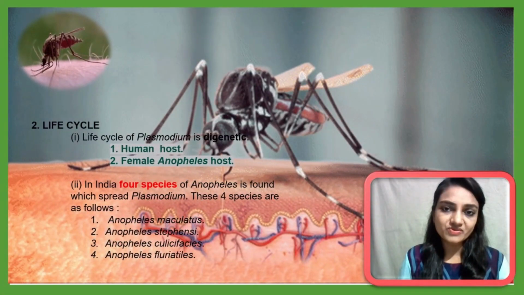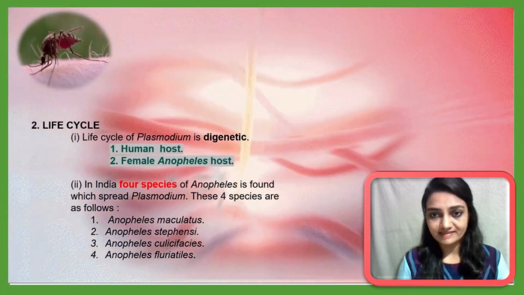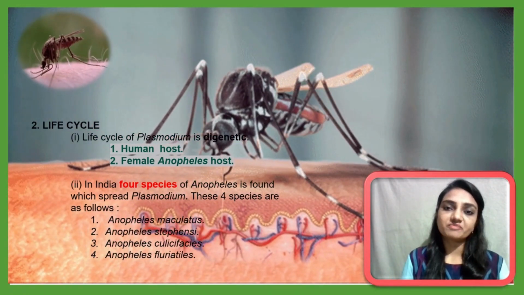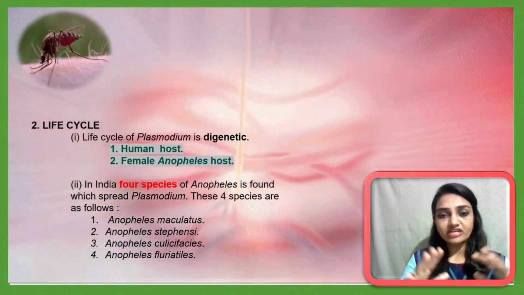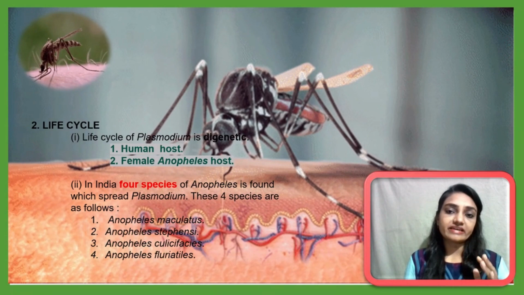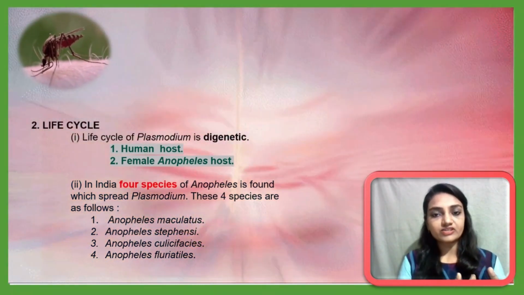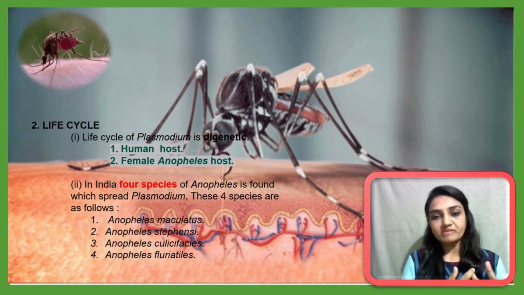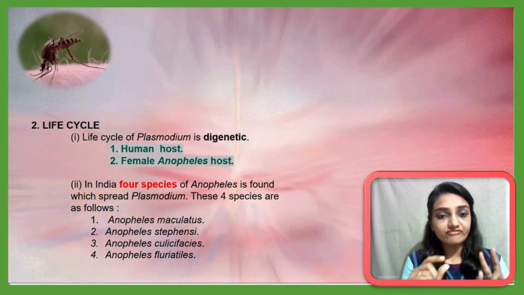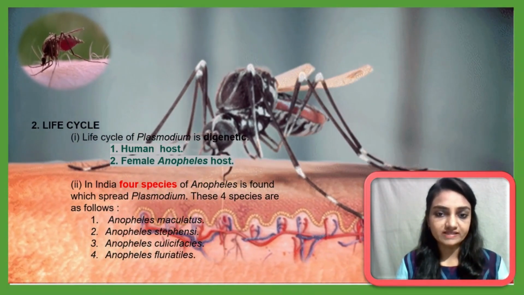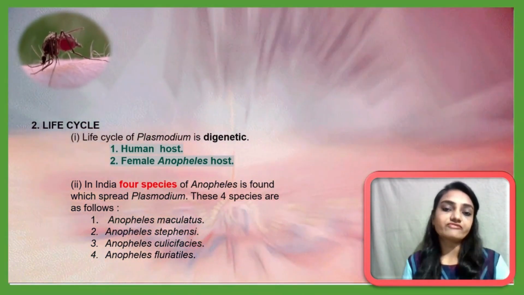सबसे पहले हम शुरू करेंगे Plasmodium के life cycle से. So the life cycle of Plasmodium is digenetic, meaning उसकी जो life cycle है उसको complete करने के लिए they require 2 hosts. First is the human host and second is the mosquito host. मच्छर में भी ये clear cut लिखा हुआ है, female Anopheles. So the name of the mosquito is Anopheles, and it is also a female Anopheles.